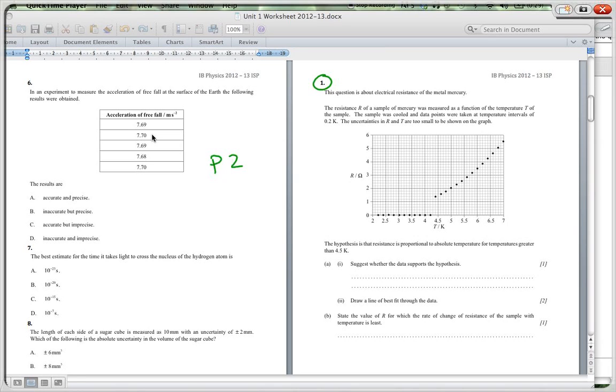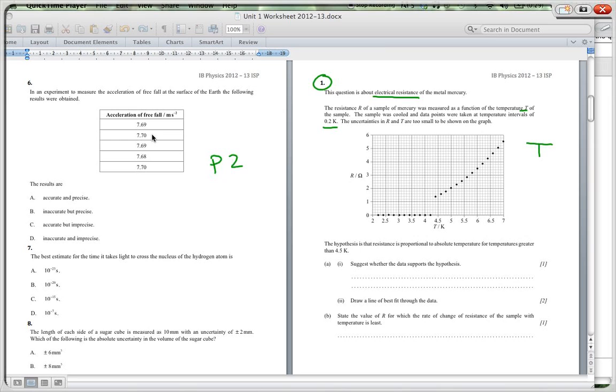So this question is about electrical resistance of the metal mercury. It says the resistance R of a sample of mercury was measured as a function of the temperature T. Now this big T over here is your Kelvin temperature. So that's the temperature where you start at zero, at absolute temperature or absolute zero of the sample. The sample was cooled and the data points were taken at temperature intervals of 0.2 Kelvin. The uncertainties in R and T are too small to be shown on the graph.